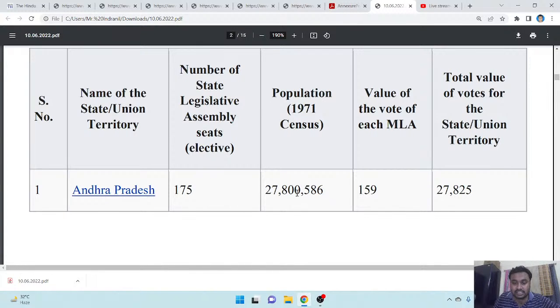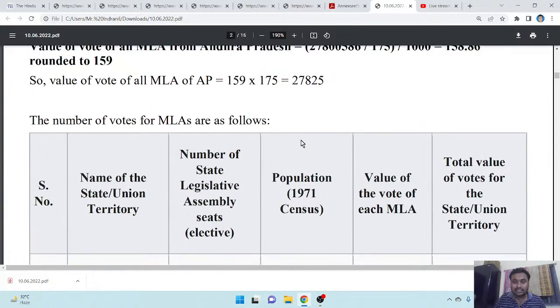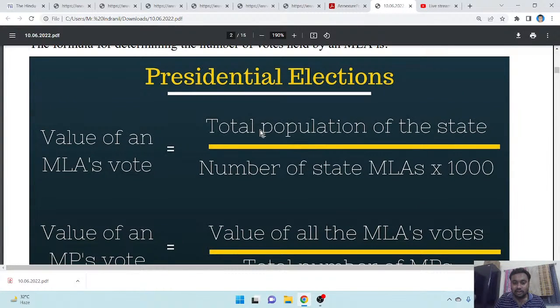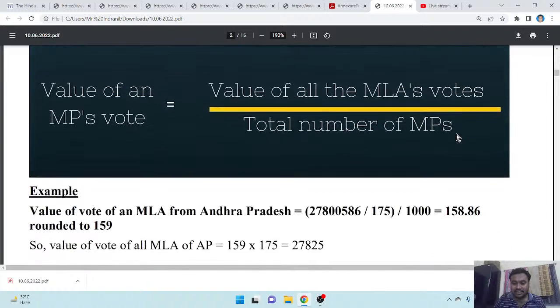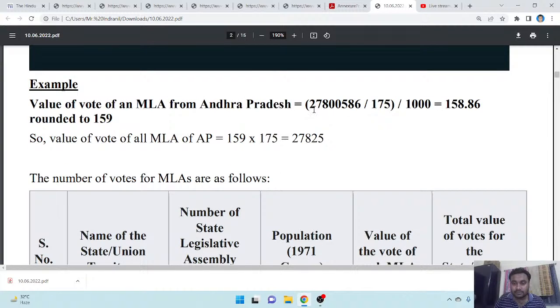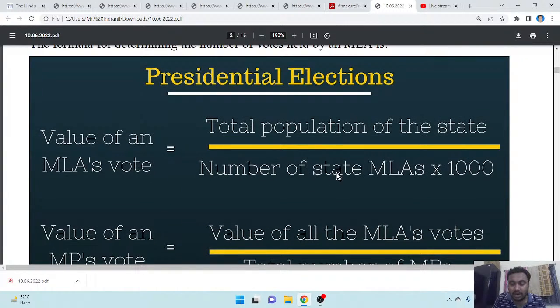Total population is this: 2 crore 78 lakh 586 is the population as per 1971 census. Okay, now take the formula, that is total population of the state. What is the total population of the state? That is 2 crore 78 lakh 586, divided by the number of state MLAs.